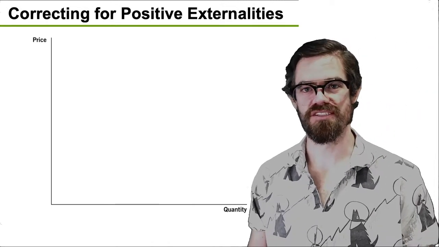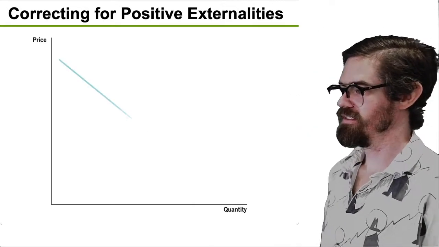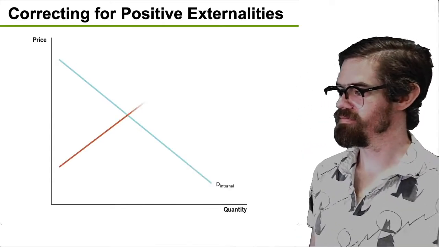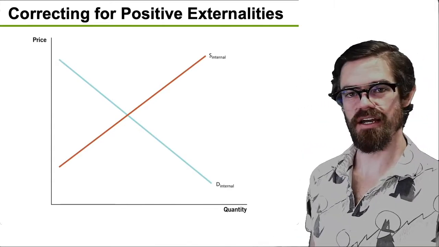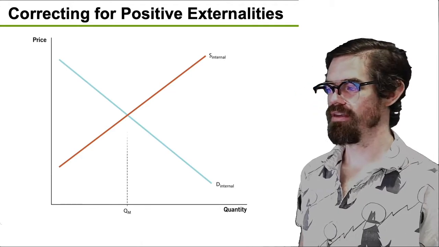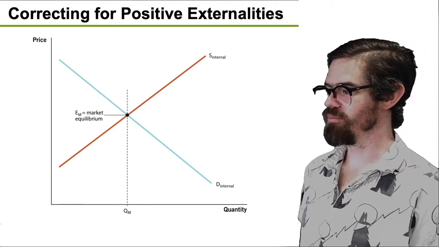All right, what about positive externalities? What do those look like graphically? So again, we start with our internal supply and demand curves, and we see our market equilibrium.